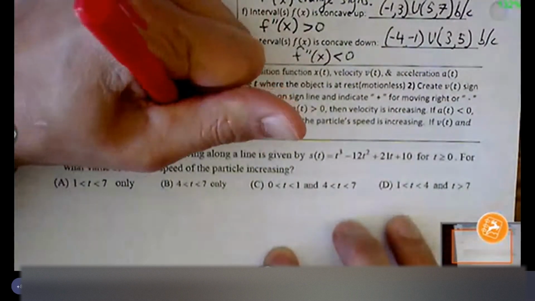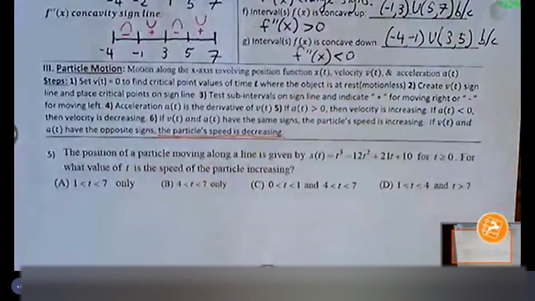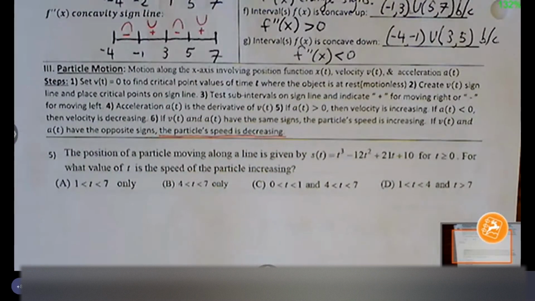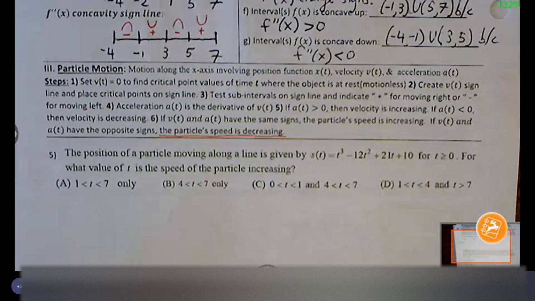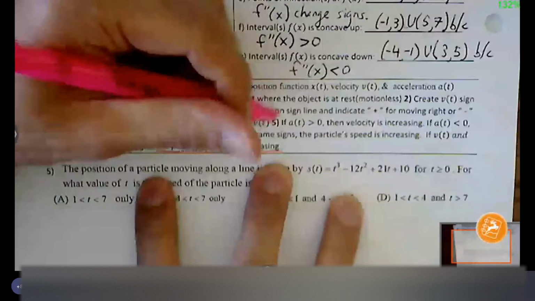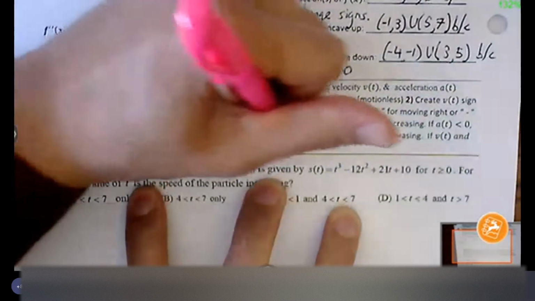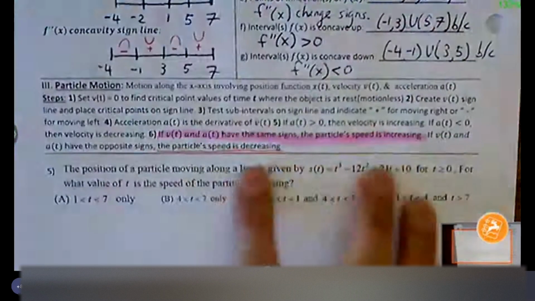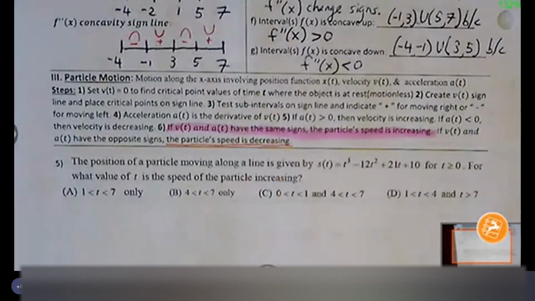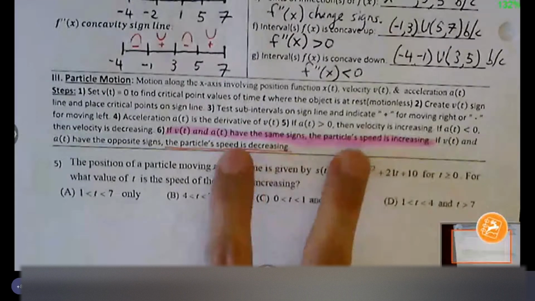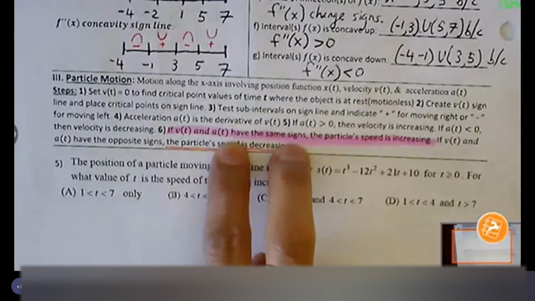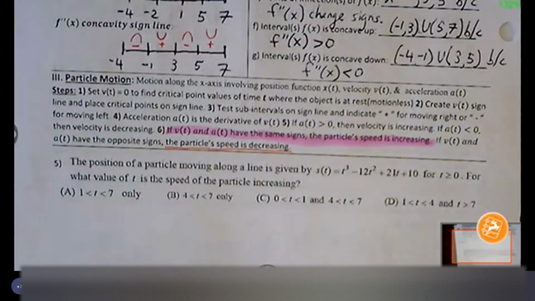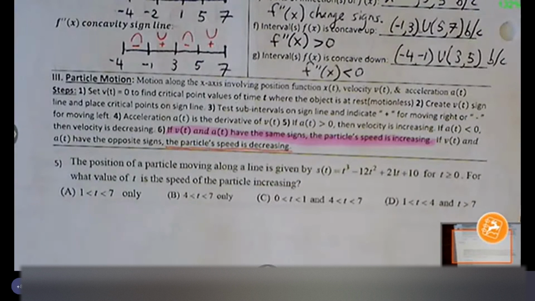So let's think about what that means, right? Speed increasing. How do we determine that? Both velocity and acceleration signs have to match. So we're going to have to look at both velocity and acceleration sign lines and compare them, because we want to look for where there's a matching sign. So either they're both positive or they're both negative. We want to indicate the full intervals where velocity and acceleration have the same signs, because where they have the same signs, that is where our particle speed is increasing.